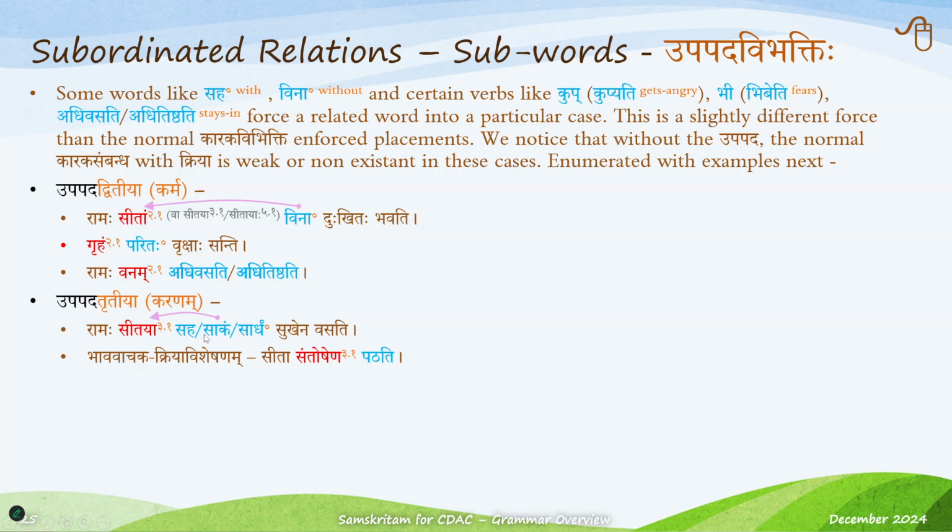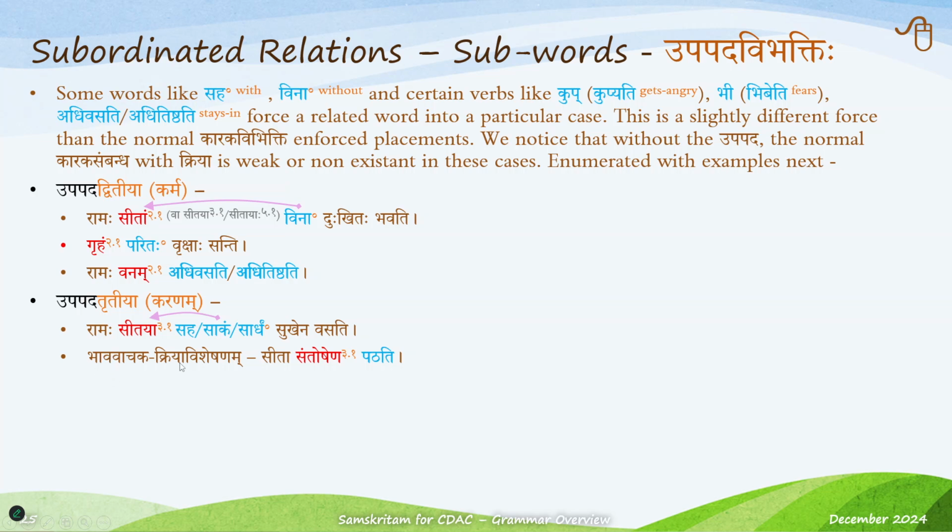Other words are there like Saha, there is Sakam, Sardham, etc. All these are avyayas in the sense of with. Okay, so Saha, Sakam, Sardham, a few more may be there. Okay, but a few are listed here. So Ramah Sitaya Sakam Sukhena Vasati. Ramah Sitaya Sardham Sukhena Vasati. Okay. So Tritiya is the force here, not Sitam Saha, like Sitam Vina was used. So Tritiya Upapada force exists with the word with equivalent, which is Saha, Sakam, Sardham. Vina is the without equivalent, which forces Dvitiya.